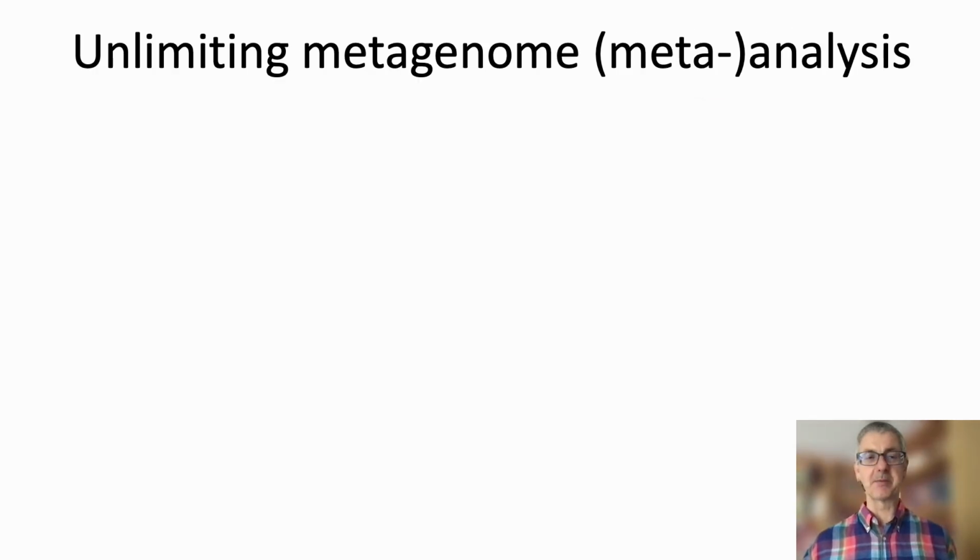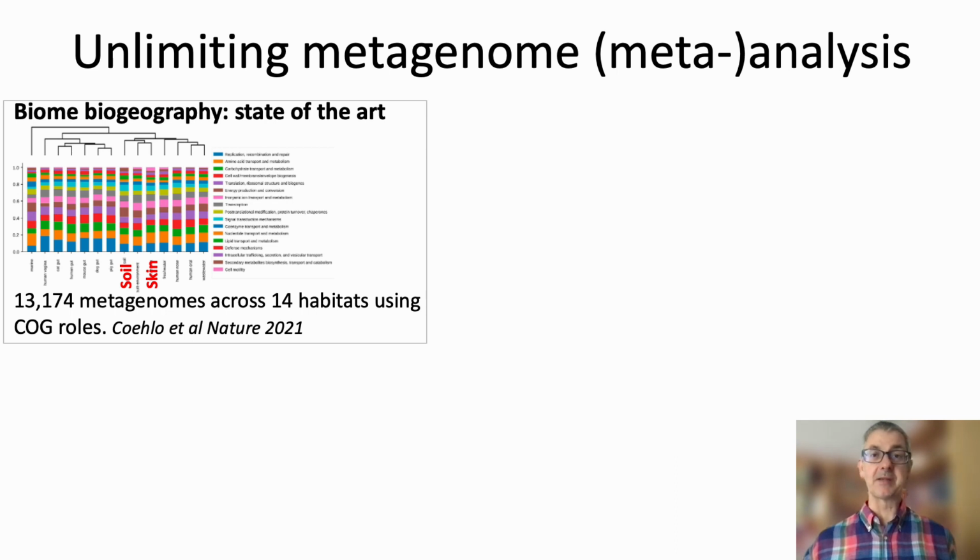Metagenomes are a primary data type of interest for KBase. However, as you may know, there are some long-standing data and metadata standardization challenges in this domain. Nevertheless, we're beginning to see some large meta-analyses. This is work from the Bork group, where they analyzed 13,000 metagenomes across 14 habitats using COGs and constructed the similarity dendrogram, where we see that soil and skin environments are similar.